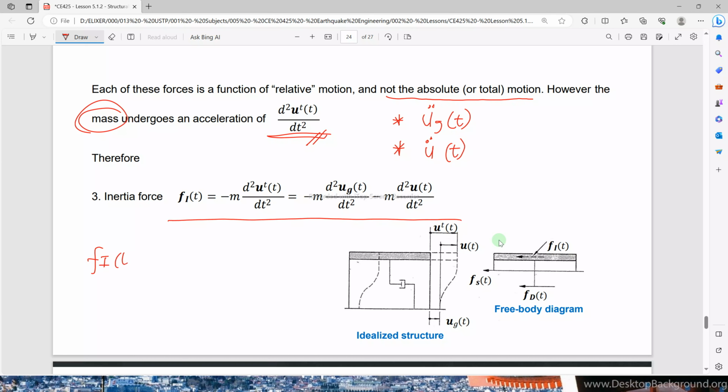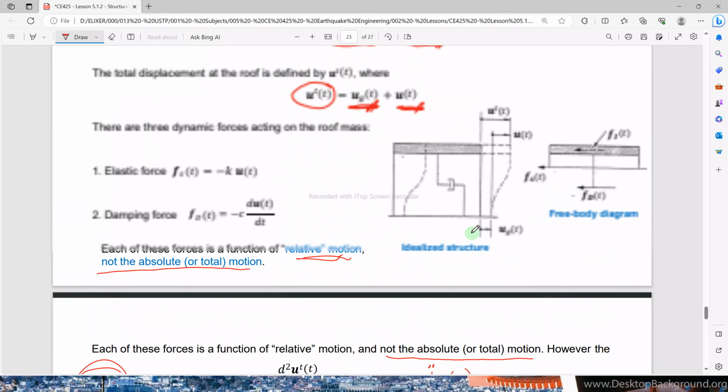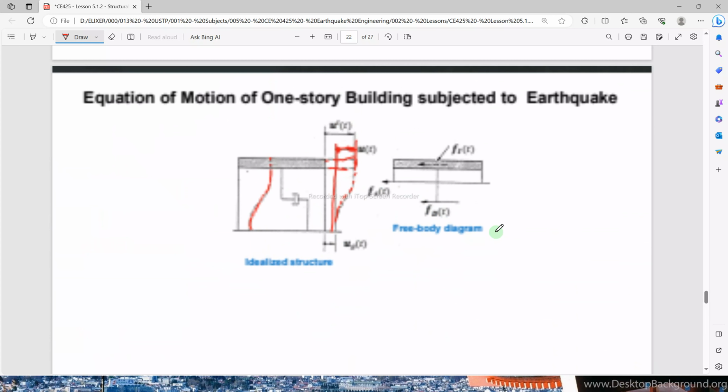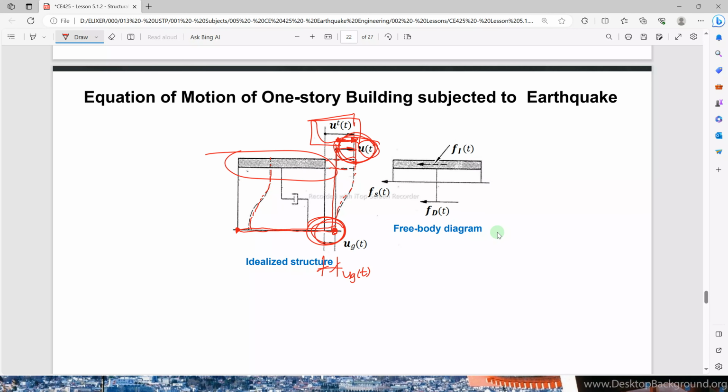So the inertia force as a function of time will become negative mass times the vector acceleration of the structure minus mass times the vector ground acceleration of the structure. So mo na din siya ang absolute and total motion sa tuwang inertia force. So nga naman, nganong si mass raman ang naay absolute or total motion.